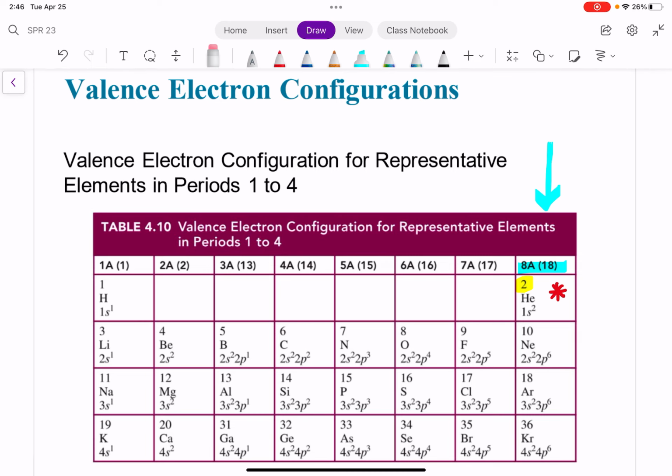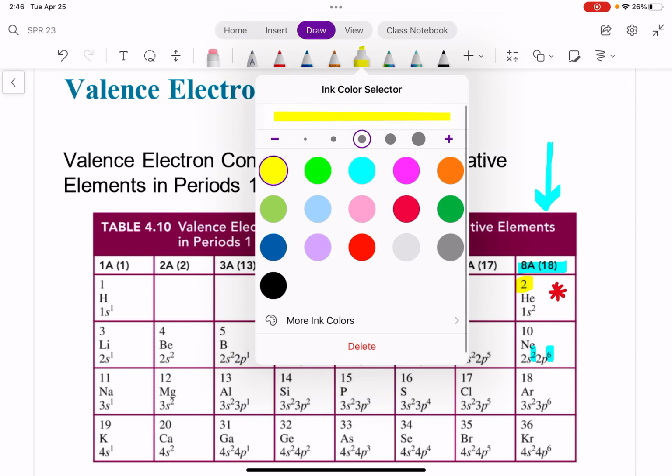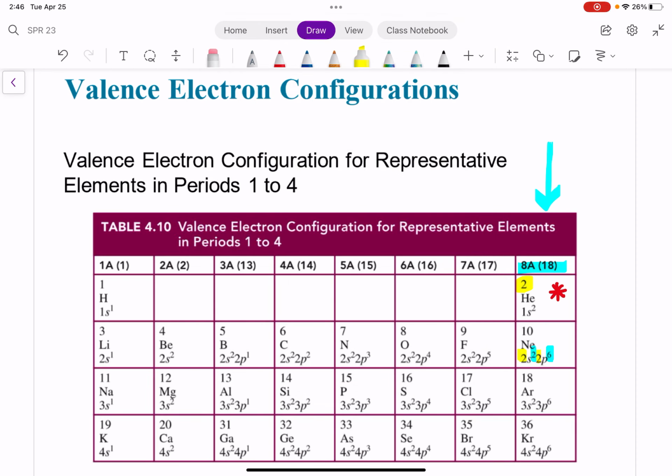So sometimes, if you're anything like me, you might only focus on this last one and you'd be like, wait a second, this doesn't follow the rule. It's only got 6. You have to count everything that has the energy level 2 because that's the highest energy level. So you've got to count both your s's and your p's, okay?